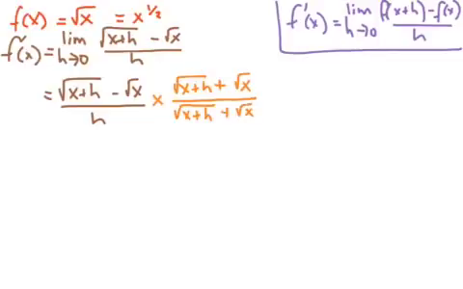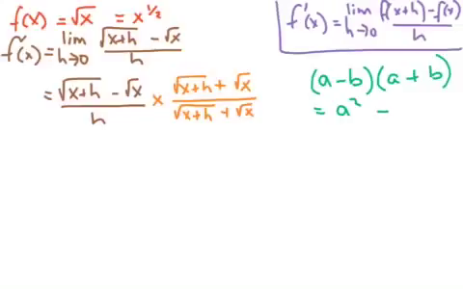Okay, now the reason why I'm doing this is essentially on our numerator now, what we have is a minus b times, okay, in orange, a plus b. Difference between two squares, and that is equal to a squared minus b squared, because the terms in the middle cancel out.